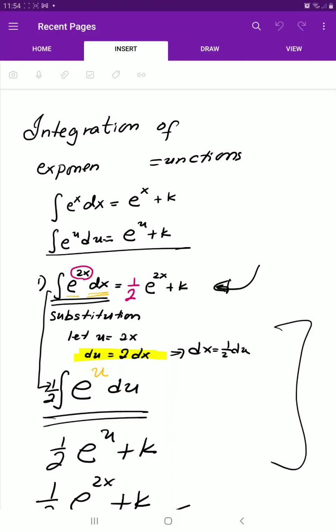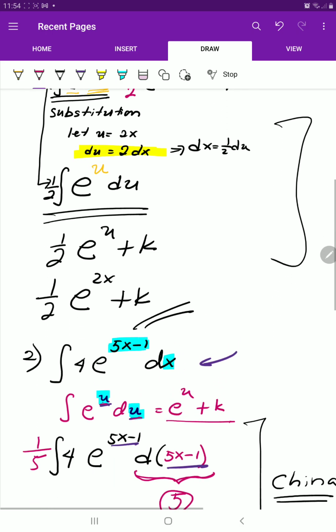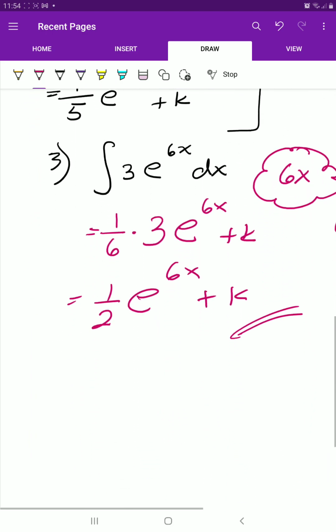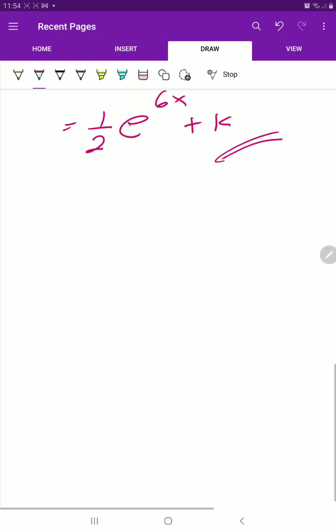Part 1 of the video about integration of exponential functions. We solved these 3 questions. Just try to watch the first video that I have uploaded. Now we're going to continue with this one.